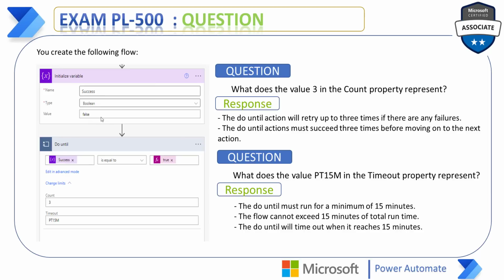For this, I have the questions over here. The first one is: what does the value 3 in the count property represent? There you can see in my count I have 3. What does this count value represent? Now the second question is: what does the value PT15M in the timeout property represent? These are the two questions which we have. Before answering, let me show you practically by developing this flow in the cloud.